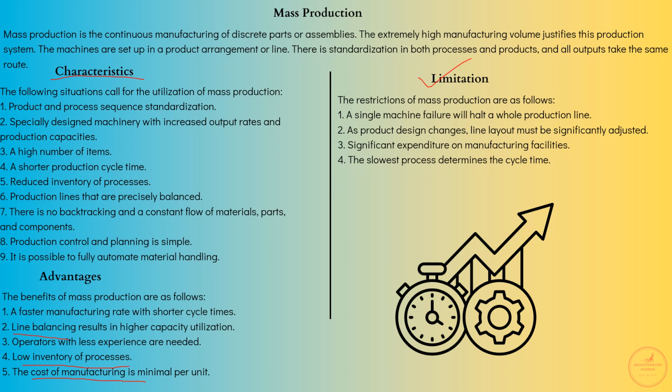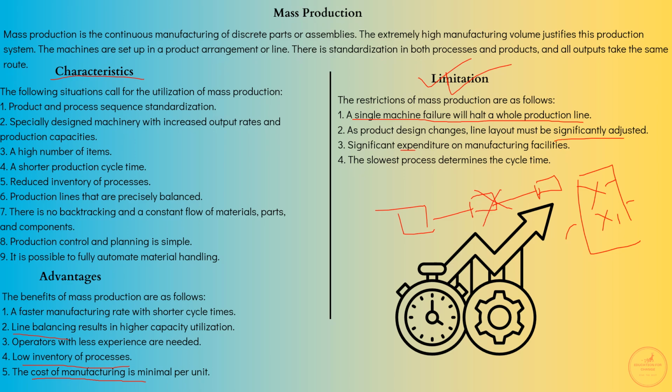Now the limitation. What is the limitation? A single machine failure will halt the whole production line. If the production line is like this, if one production system is stopped, that means it actually affects the whole production line. Second one, as product design changes, line layout must be significantly adjusted. If we are making X type of product, now we are making X1, so the product should be the same but some features should be added or some features should be removed. For that reason, we need to significantly change the production system.